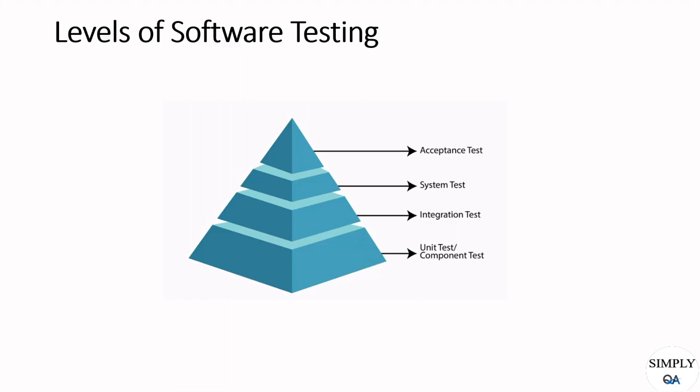In this session, we will learn about the levels of software testing. Levels of software testing is nothing but a step-by-step process to test a particular application from beginning to the end. Okay, there are four levels of software testing. They are unit test, integration test, system test, and acceptance test. Let's see each and every individual level with an example.